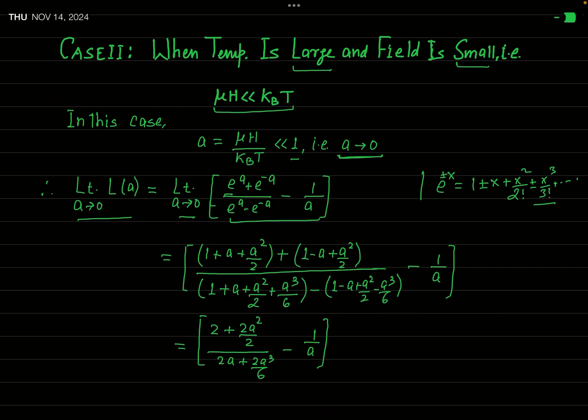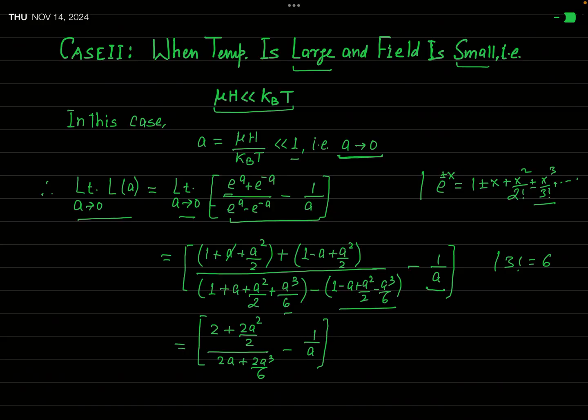And similarly in the denominator, now e to the power A is expanded up to the 4th term. This is due to the mathematical reason. 1 plus A square by 2 factorial, which is 2, plus A cube by 3 factorial. But you know 3 factorial is equal to 6, 3 into 2. And similarly e to the power minus A is expanded like this. And the last term is minus 1 by A.